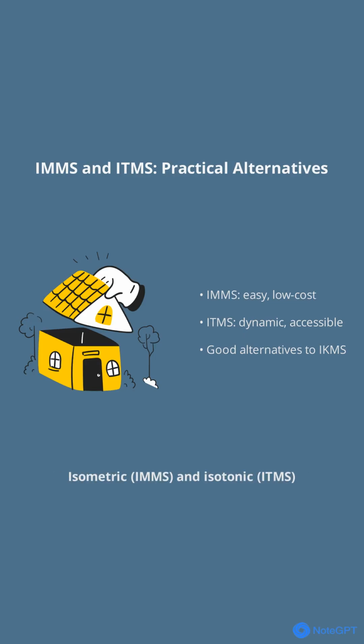Isometric IMMS and isotonic ITMS muscle strengthening offer practical alternatives. IMMS involves static holds that can be done almost anywhere, making it accessible and low cost. ITMS, which involves moving weights through a range of motion, is also widely available and effective. Both methods can be tailored to individual needs and are valuable options when IKMS isn't feasible.